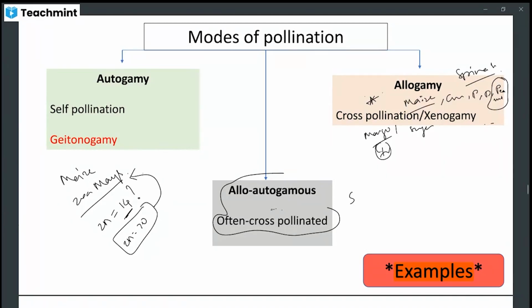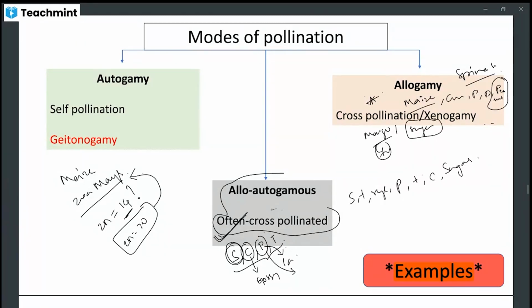Sorghum, triticale, rye, pigeon pea, tobacco, cotton, and sugarcane. Yeah, sugarcane is also included under the examples of often cross-pollinated crops. So the most important examples are sorghum, followed by cotton, followed by pigeon pea, and followed by tobacco. Hope you know the scientific name of sorghum. What is the scientific name of sorghum? Sorghum bicolor. Cotton has four different types, and everyone needs to learn all four. So tell me the genus name of cotton. Gossypium. So what about pigeon pea? Scientific name? Cajanus cajan. So pigeon pea is also known as arhar, right?